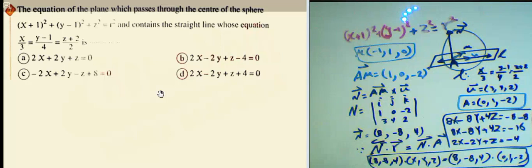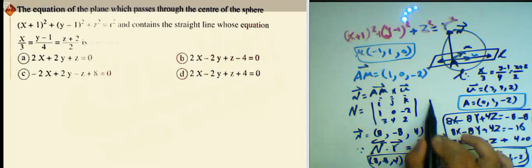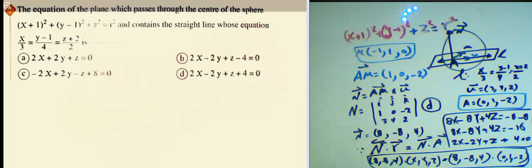Okay, look at the result here: 2x minus 2y plus z plus 4 equals 0. Move the negative, it will be positive, and write 0. Choose letter D. Understood?